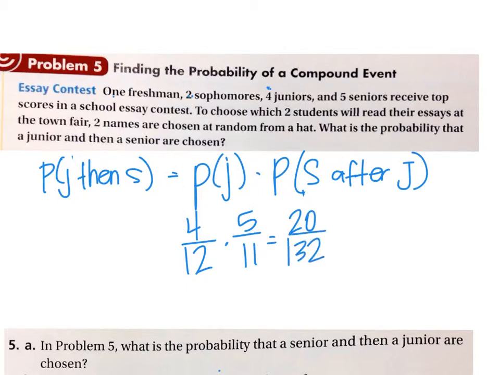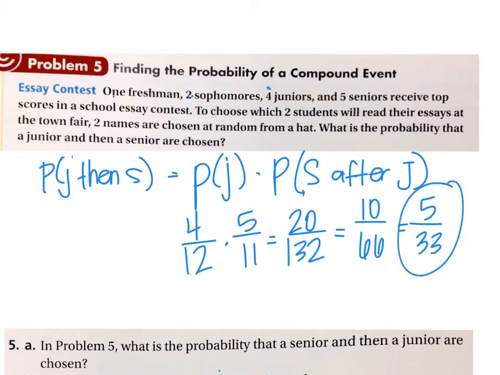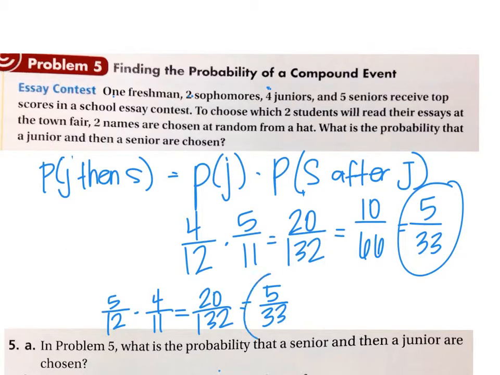I know that 2 will go into all of them, but it may reduce more. If I divide it by 2, I get 10 out of 66. But if I divide it by 2 again, I get 5 out of 33. So that's my probability. And this question down here at the bottom, what's the probability that a senior then a junior is chosen? That's going to be 5 out of 12 times 4 out of 11, which is 20 out of 132, which is going to be the same thing. So order might not matter there.